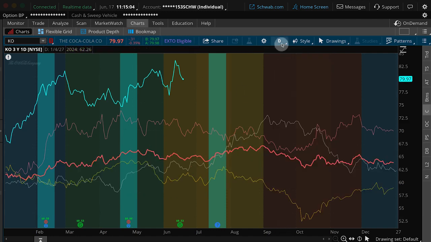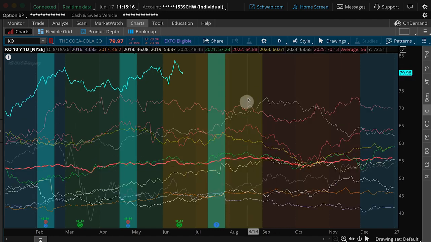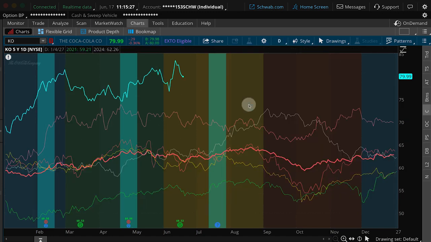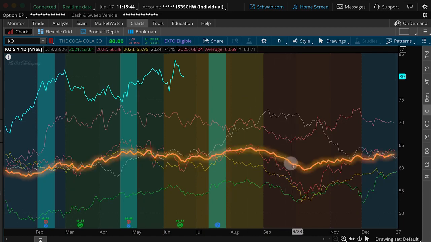3 years will be 3 lines. 10 years will be 10 lines. The fewer the lines, the less data. Increasing the number of lines could result in making the chart difficult to read. We'll stick with the default of 5 lines. The bold orange line is the composite, or average line of the last 5 years. We'll use this line to track and analyze the stock cycles.